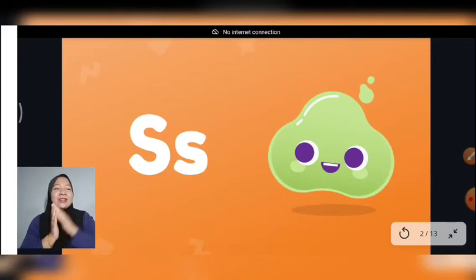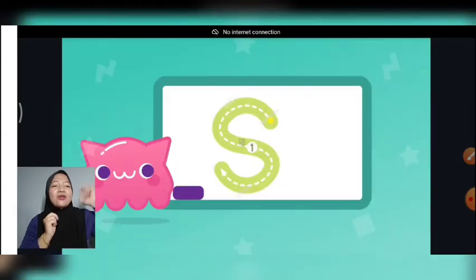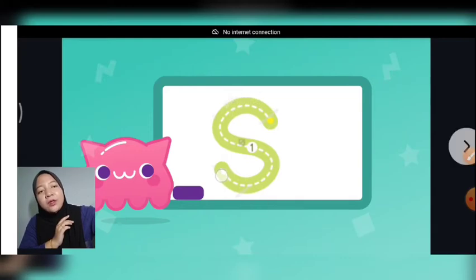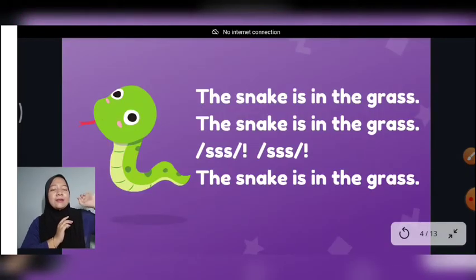Okay, very good. So now let us see how to write the letter S. You start from here until the bottom. You start from the top here until the bottom. You pull to the bottom. Okay, so that is letter S. So now let us see the song of the letter S.